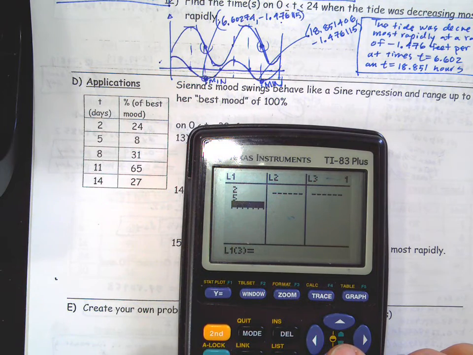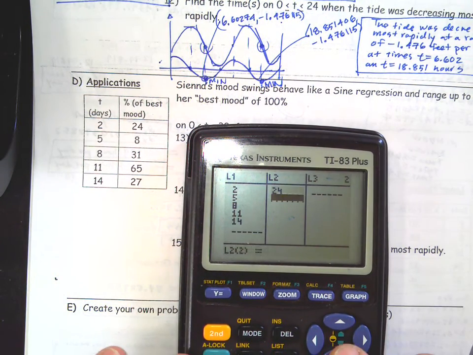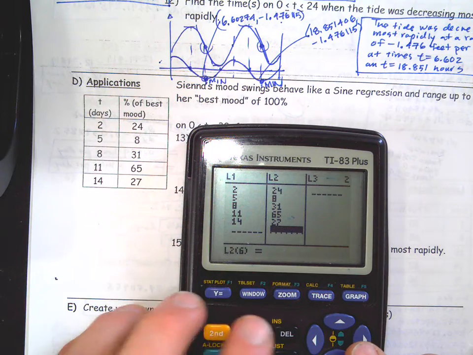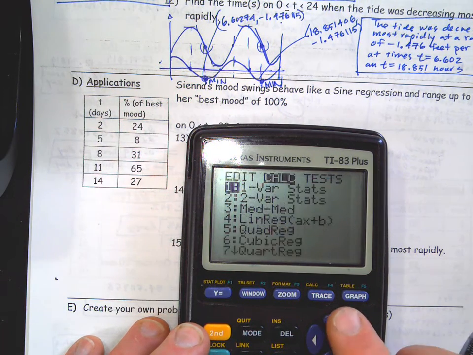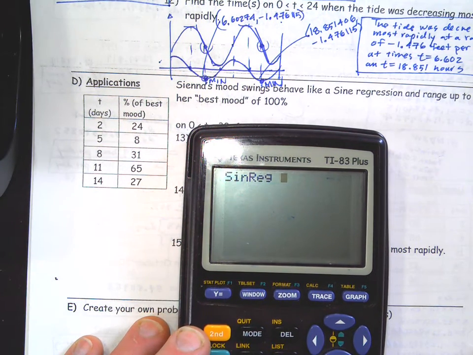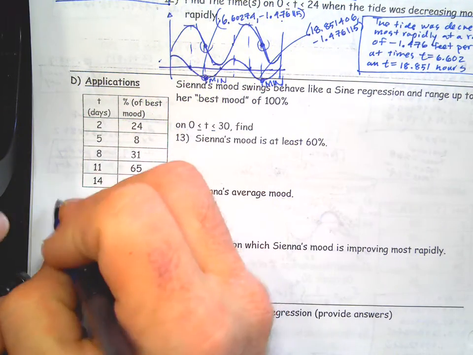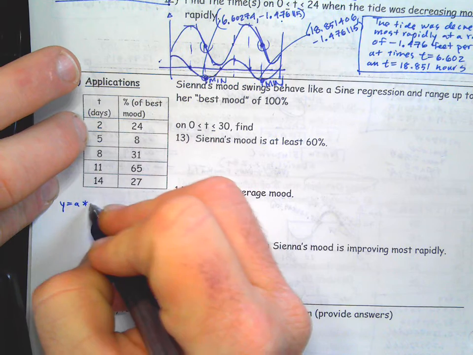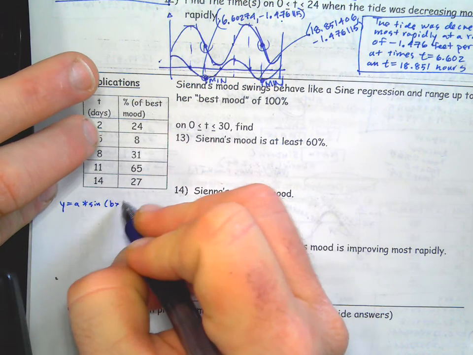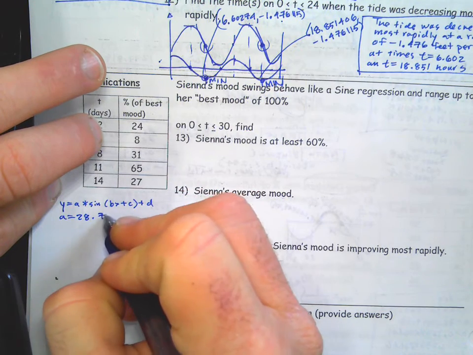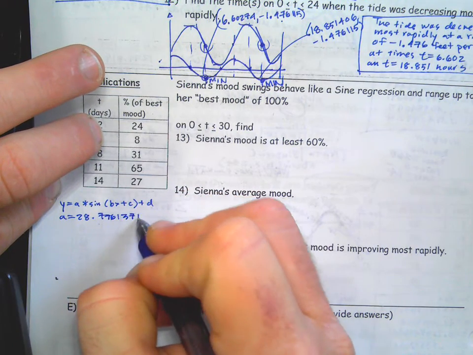2, 5, 8, 11, 14, 24, 8, 31, 65, 27. Okay, double, triple check it. Okay, so then we can go stat, calc, bottom list, sine reg. They're in list 1, list 2, so we can just hit enter. Thinking. Write this down. Y equals A times sine of BX plus C, plus D. A equals 28.77613712.